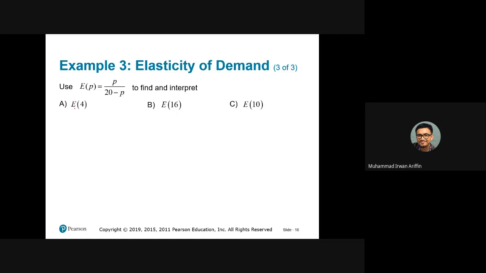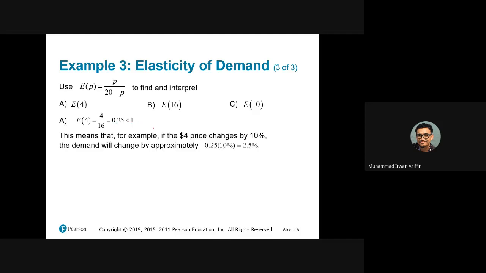Okay, so now we have been asked to find E of 4. So we simply substitute P. When the price is $4, the elasticity of demand is 0.25, which is less than 1. What is the meaning of this? How do we interpret this?